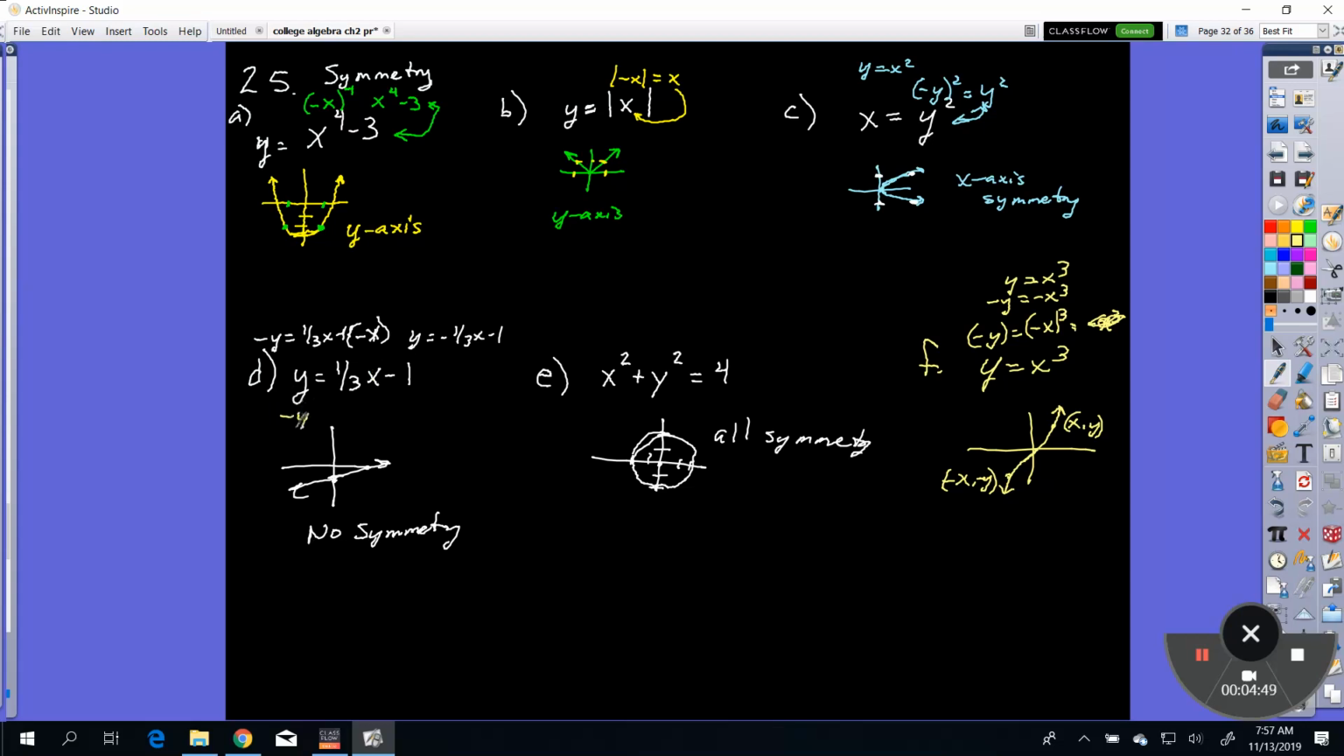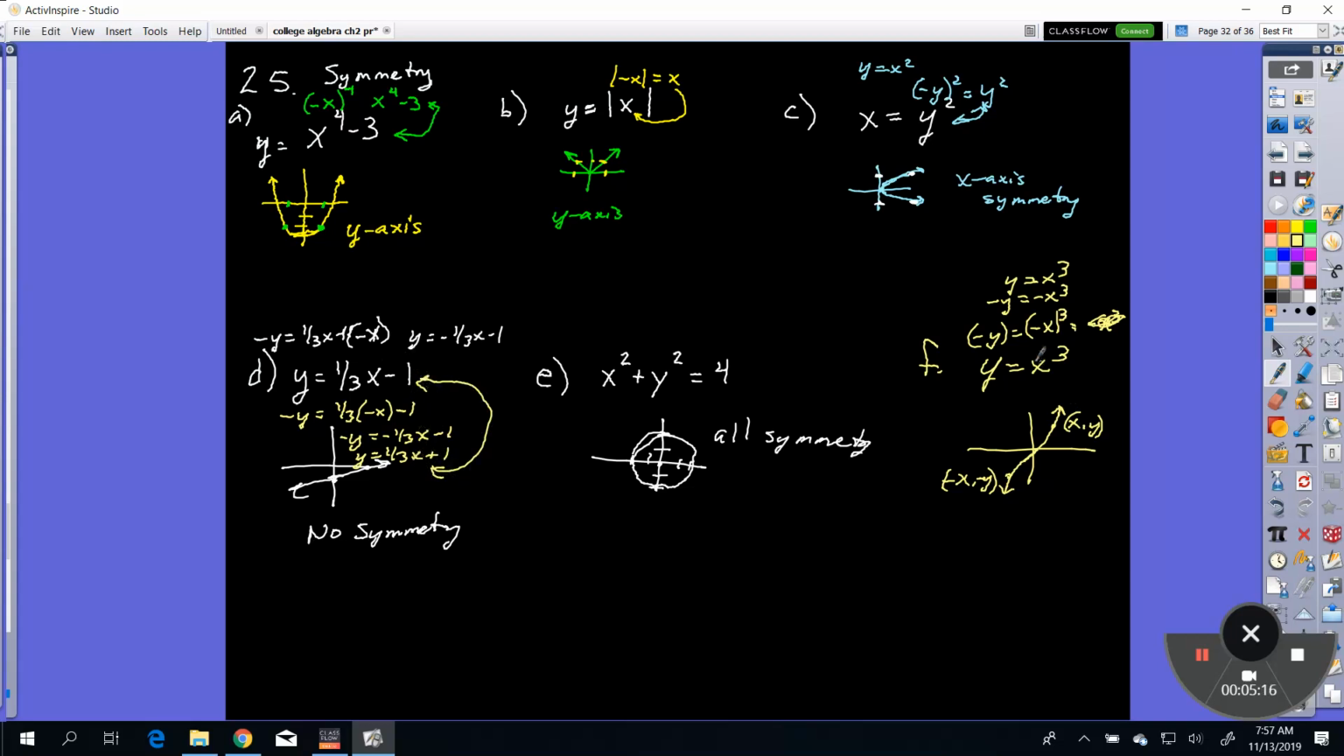So if I were to do that on part D, if I replace the y and the x with both negatives, negative y equals 1/3 negative x minus 1, that gives me negative y equals negative 1/3 x minus 1. Now to get y the same, I multiply everything by negative 1. I get y equals positive 1/3 x plus 1. So see how that plus 1 is not the same as my original equation? That means it's not odd symmetry. Okay, there's not origin symmetry.